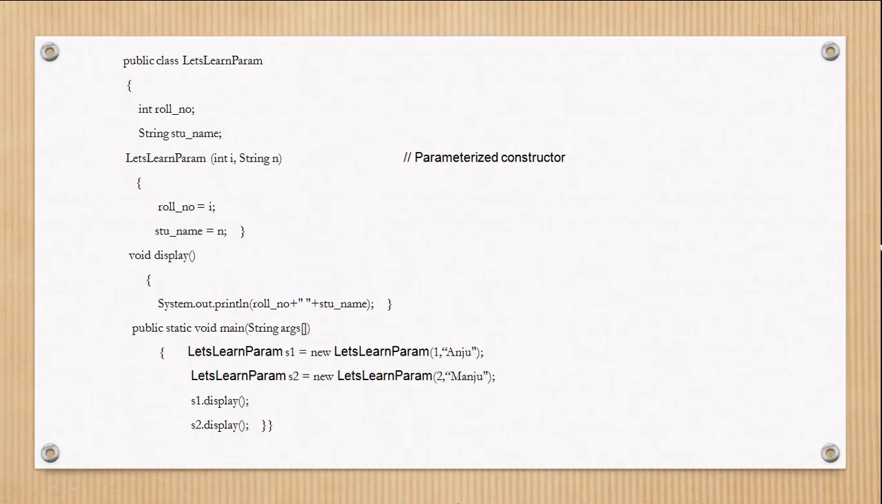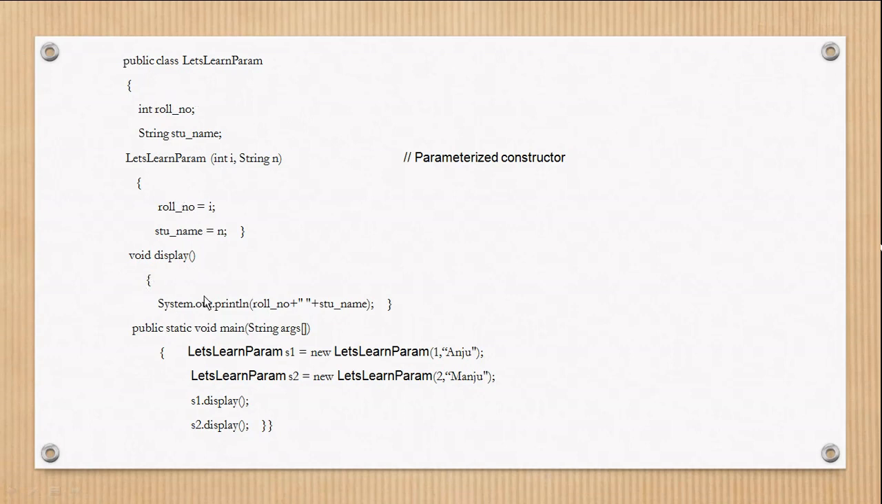Let's see an example. Here I have created a class, let's learn param. In this I have two variables, one is roll number and another is student name. Now I have created a constructor. How to create a constructor? It should have the same name as the class name. Yes, I have that. Next, it won't have a return type. Yes. Since it's a parameterized constructor, it will have arguments. So here I have two arguments, one is i and another is n. n is of string type, i is of int type. Next, I am assigning the values of roll number and name as i and n. This is about the constructor.